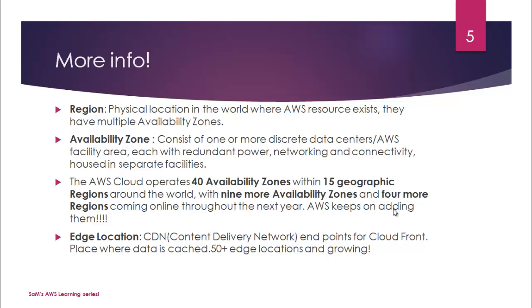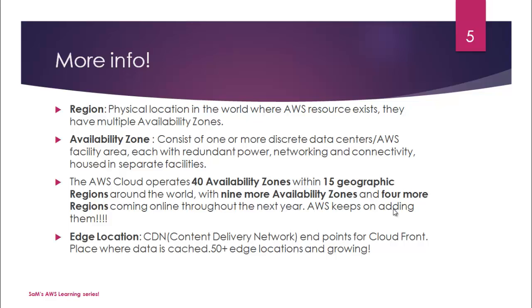Then we have something called region. What do you mean by region? Here is the definition from AWS again. It's a physical location in the world where AWS resources exist. They have multiple availability zones. So a region consists of two or more availability zones. That's what I want you to remember. What do you mean by availability zone again? It's nothing more than a dedicated data center or dedicated data centers. A region consists of two or more availability zones.